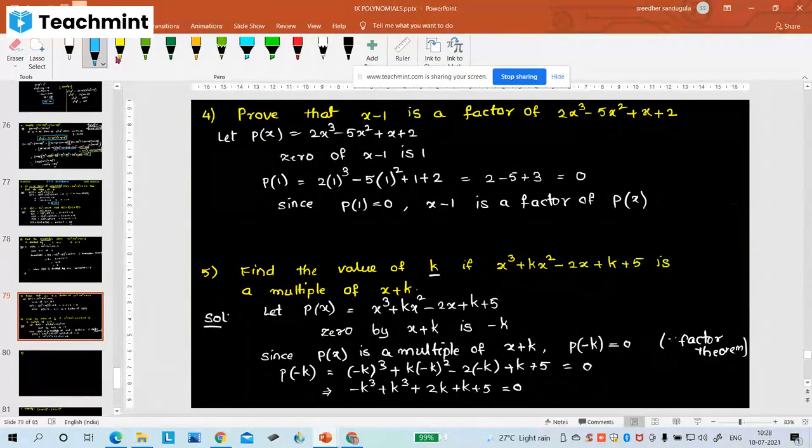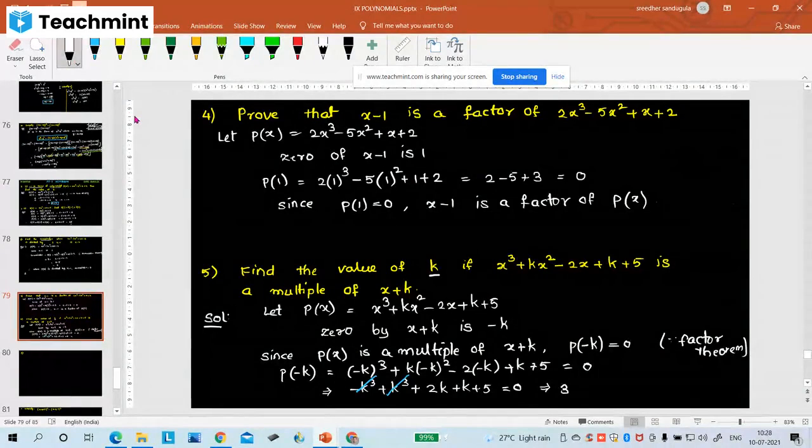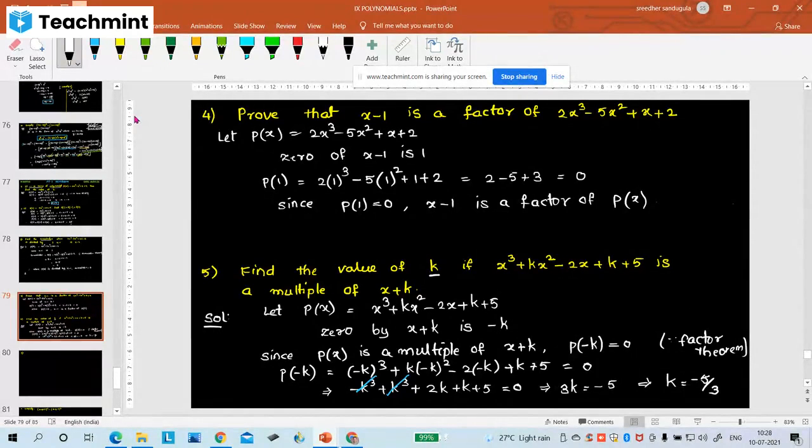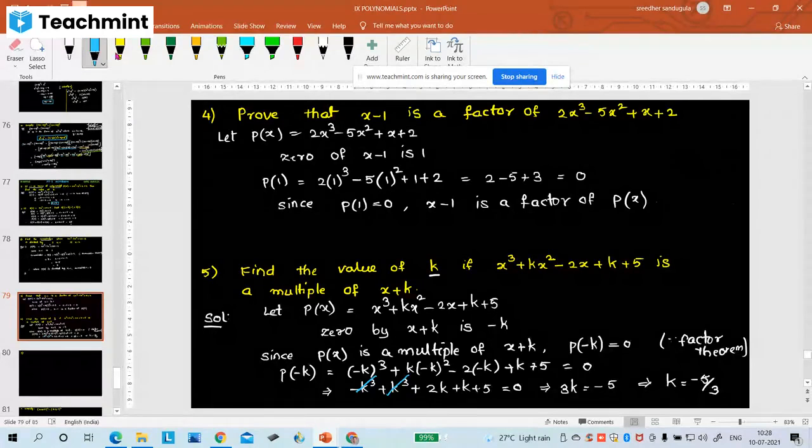Now you observe carefully, minus k cube plus k cube. Both are additive inverses of each other, so both get cancelled. Then you will get 2k plus k, 3k, plus 5 equals 0. If you transpose 5 to the other side, it becomes minus 5. Then the k value you get is minus 5 by 3, children. So this is the value of k. In this way you can find the k value.